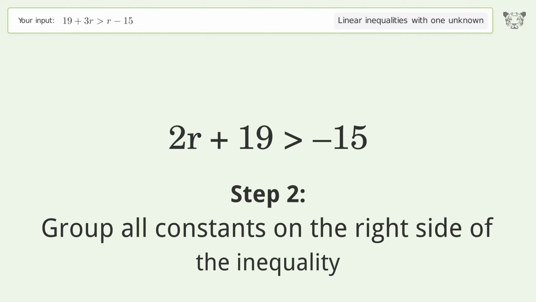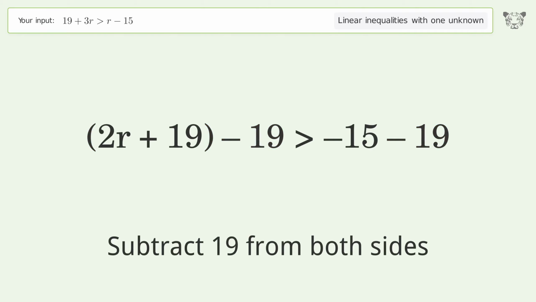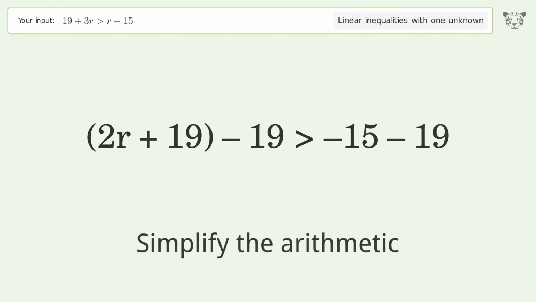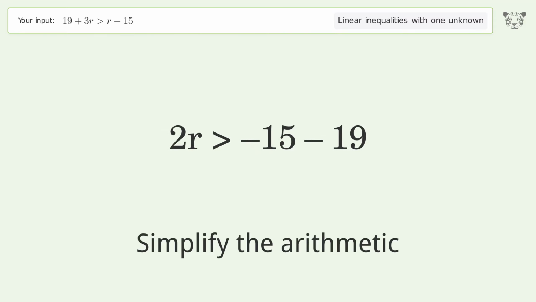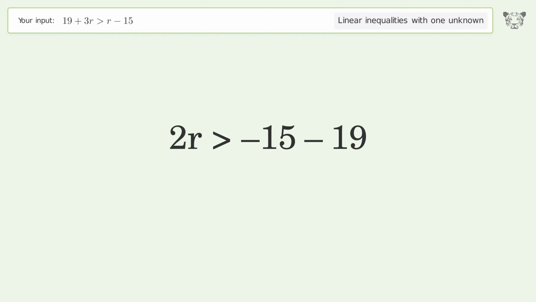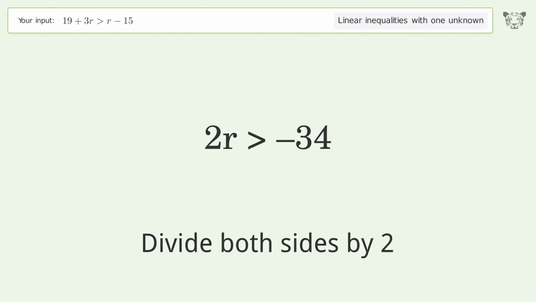Group all constants on the right side of the inequality. Subtract 19 from both sides. Simplify the arithmetic. Isolate the r. Divide both sides by 2.